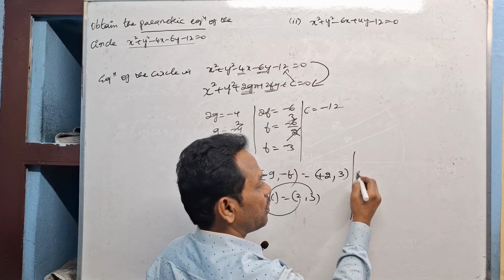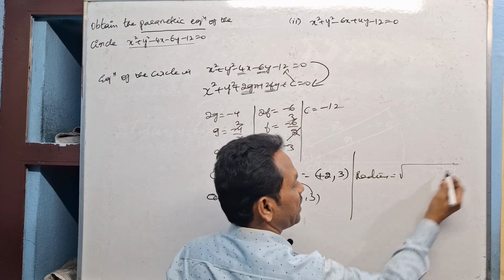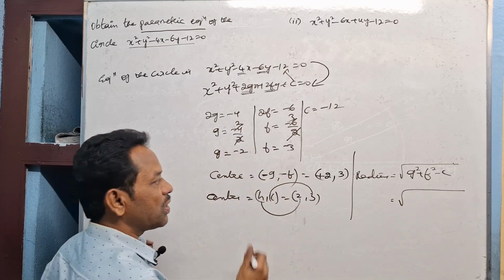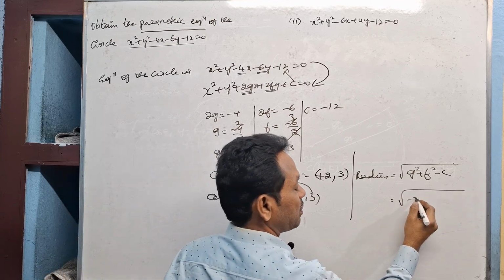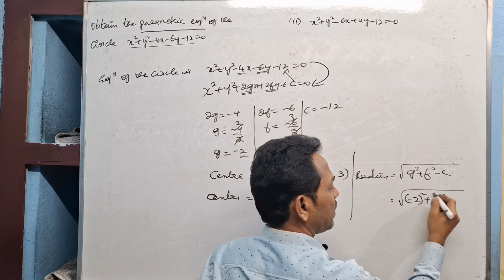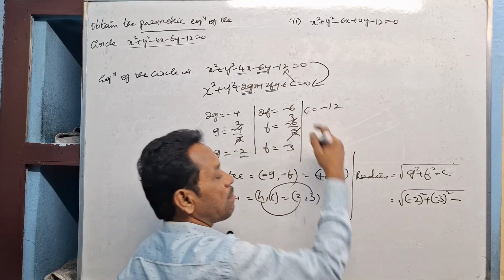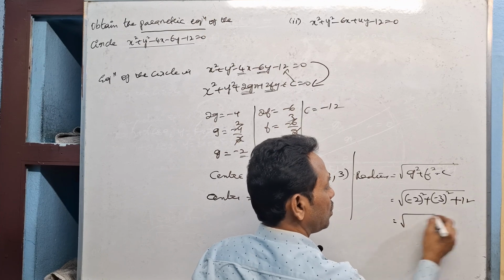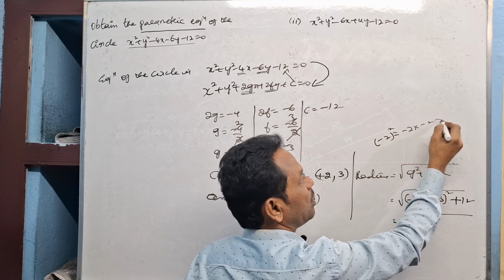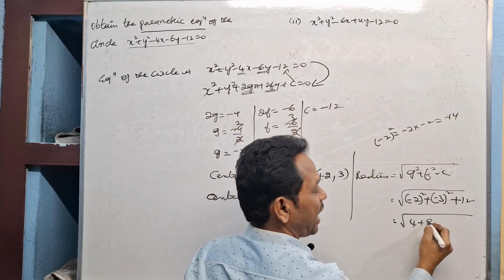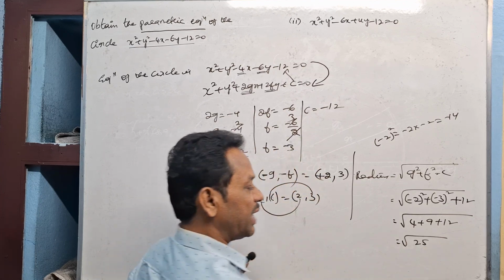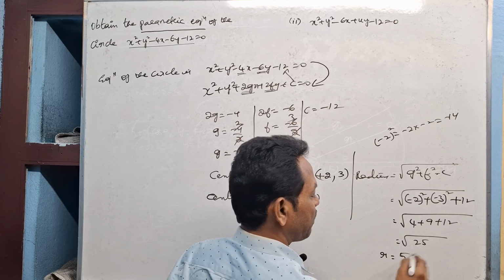Let us find the radius. The formula used to find the radius is the square root of g square plus f square minus c. Let us substitute the values. The value of g is minus 2, so minus 2 whole square, plus the value of f is minus 3, so minus 3 whole square, minus the c value, which is minus 12, so we'll get plus 12 there. So minus 2 whole square is minus 2 into minus 2, we'll get plus 4. Plus 9 plus 12. So we'll get 25. The square root of 25 is 5. So the r value is 5.